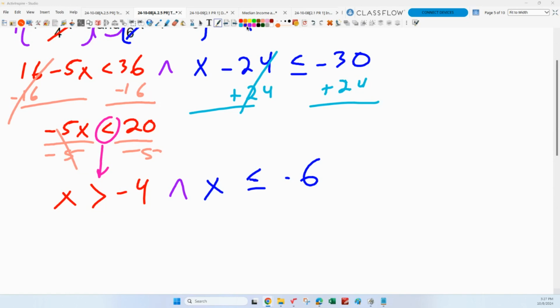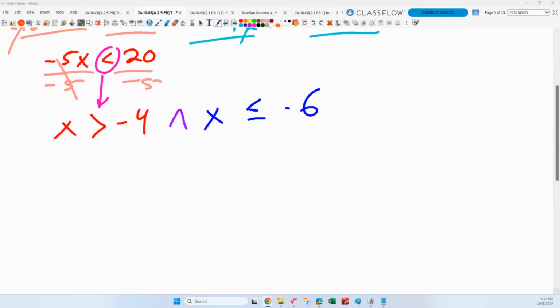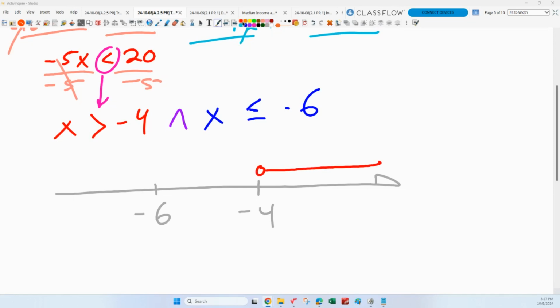It's an and statement, so we always want to try to write and statements as one big statement if we can. To do that, we're going to graph it. Graphing it is always going to make finding the solution easier with these compound inequalities. So we've got numbers at -6 on the left, -4 on the right. X is greater than -4. Doesn't that just look like that? X is less than or equal to -6. Doesn't that just look like that?